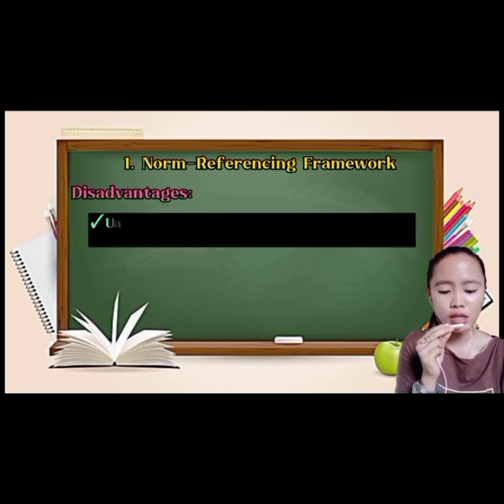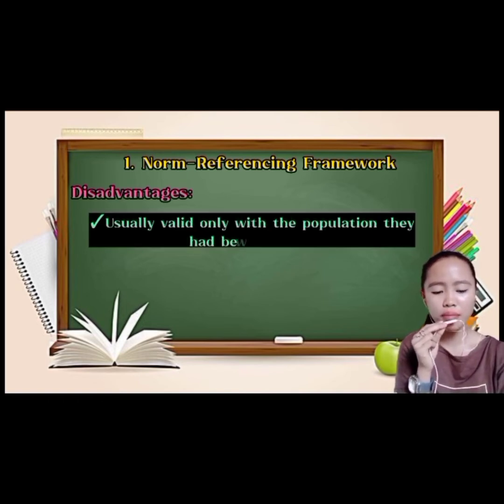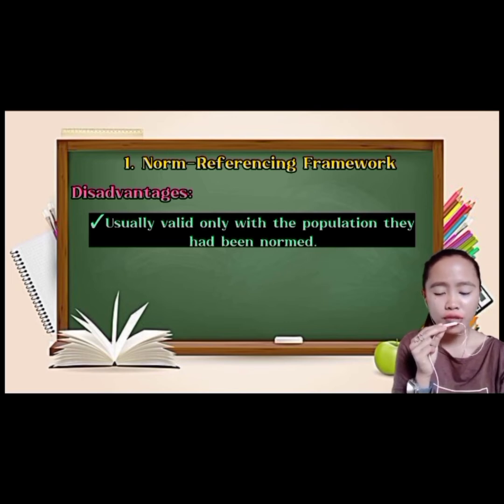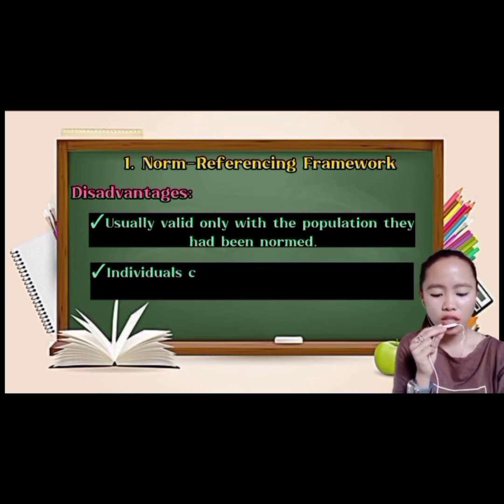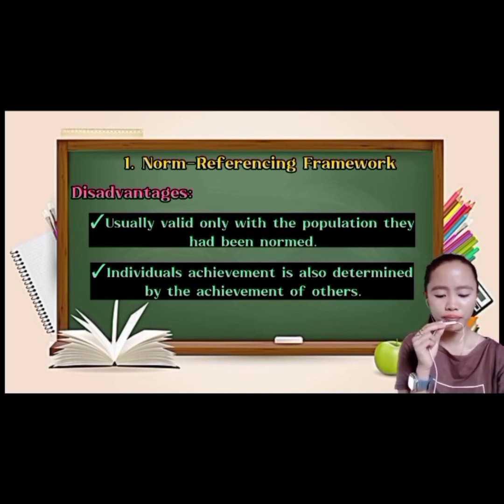So first, it is usually valid only with the population it had been normed on. Second, individuals' achievement is also determined by the achievement of others. So they cannot measure the progress of the population as a whole, only where individuals fall within the whole.